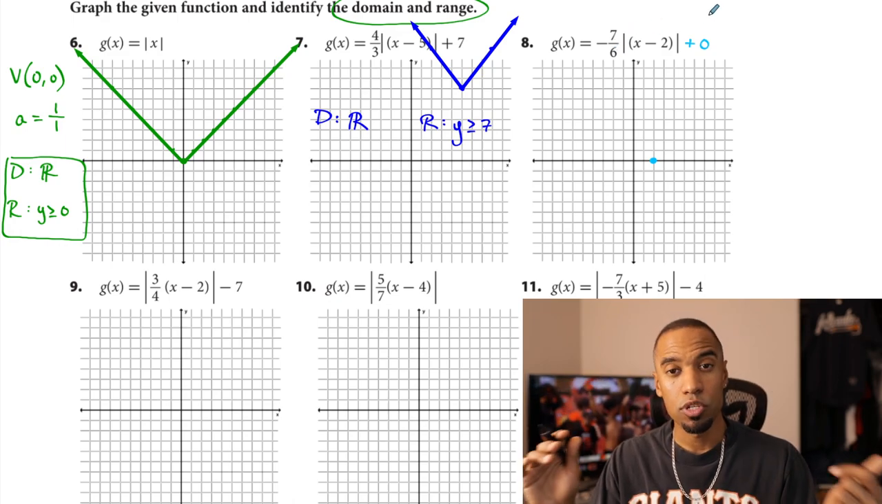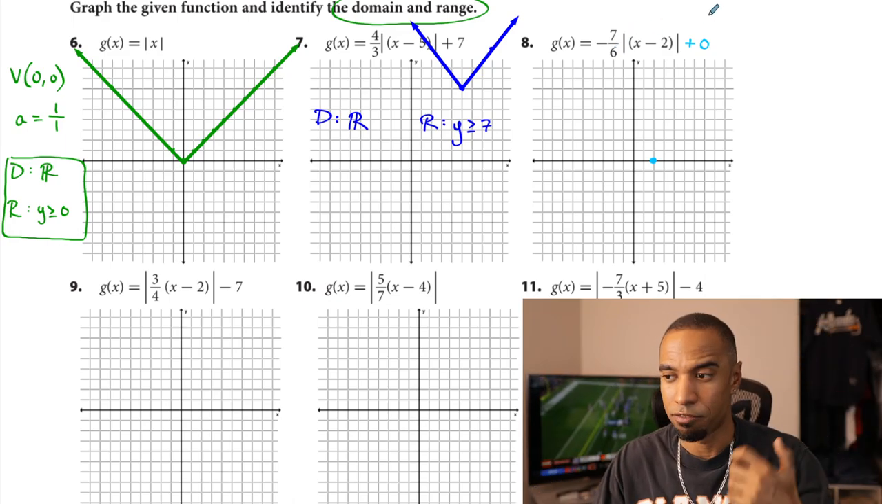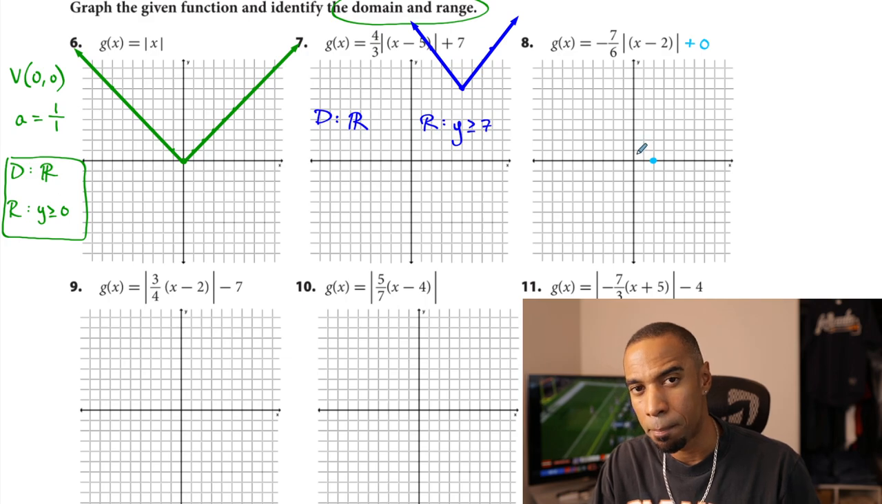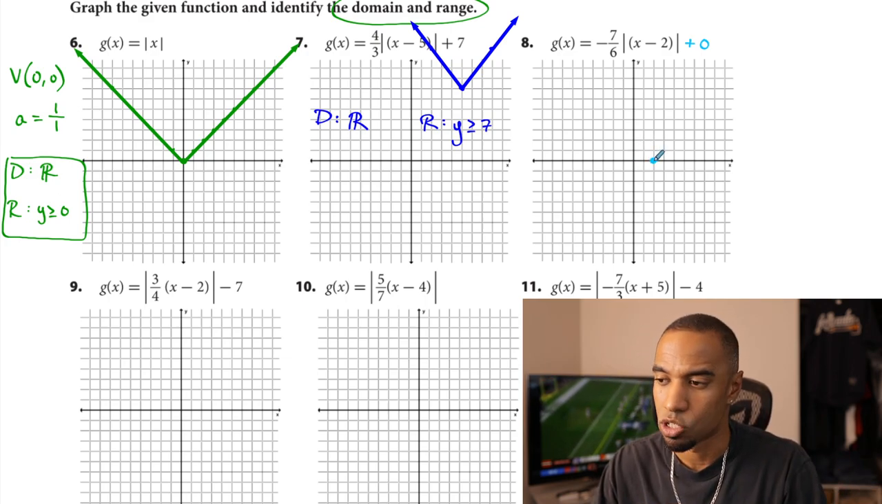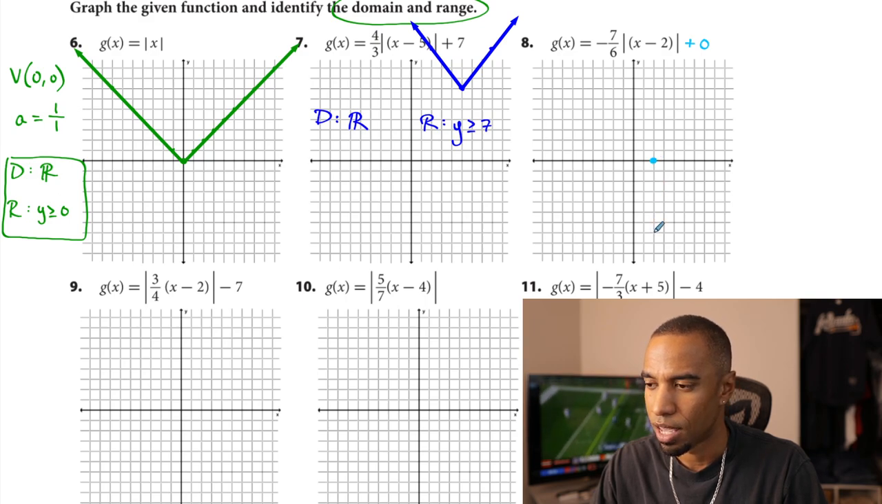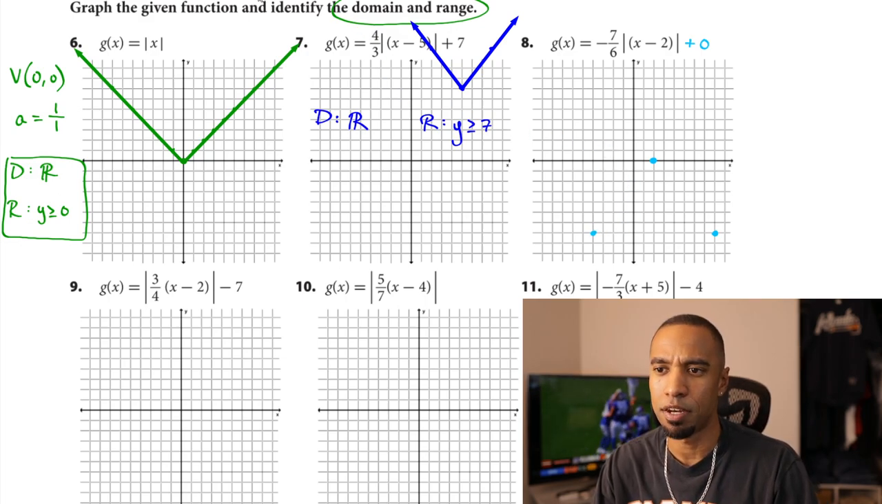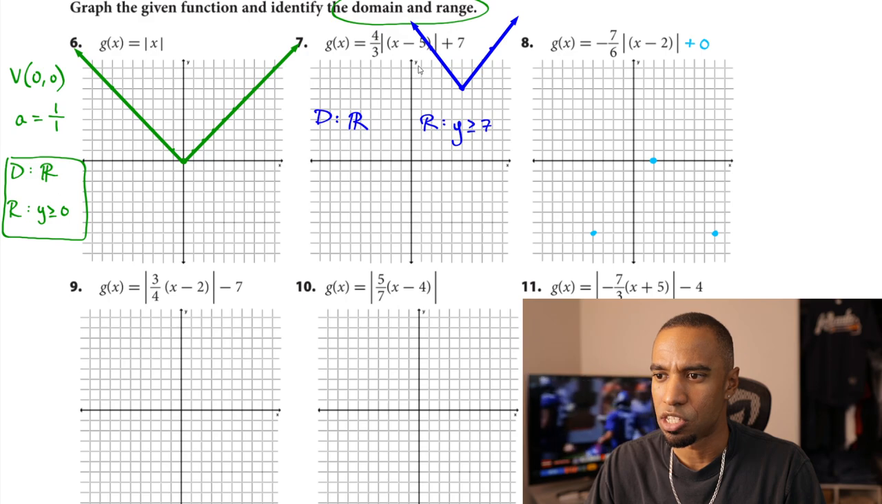Negative 7/6, this time we do go down. It is an upside down facing V, and the vertex is an absolute maximum, as we go down 7 and left and right 6. So we'll go down 7 and right 6, and down 7 and left 6. Really all I can fit. These graphs should be symmetrical.